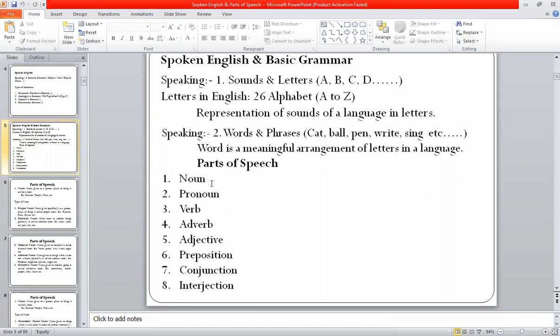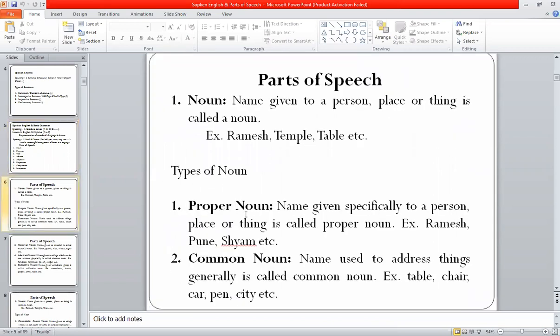First comes noun, then comes pronoun. After that comes verb, and after that comes adverb. At the fifth, there is adjective. Sixth is preposition, seventh is conjunction, and eighth is interjection. So let's move towards the first part of speech. The first part of speech is noun. Let's see its definition and its example.